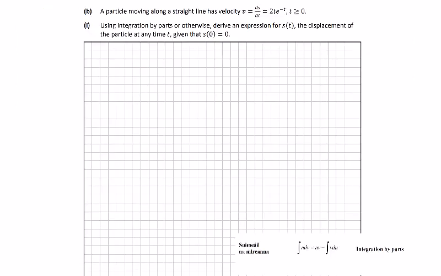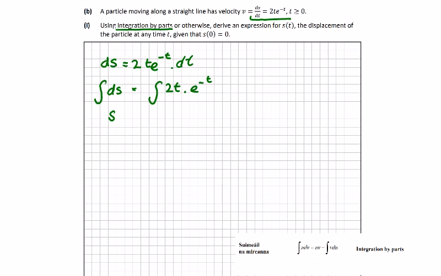Part B of this question is integration by parts, or otherwise, but let's use integration by parts and see where we go with this one. ds would be equal to 2t e to the power minus t dt. So if we integrate ds, we get displacement s. So we need to integrate by parts 2t, that'll be 1 part, e to the power minus t dt.